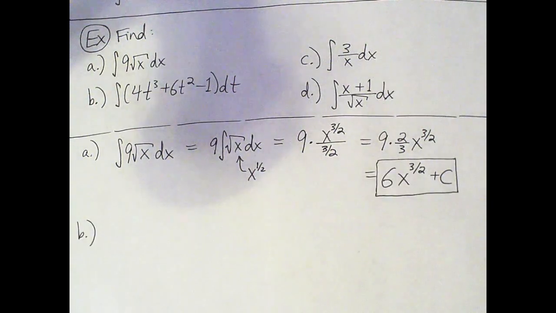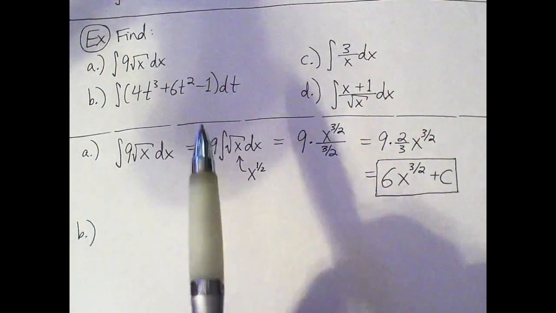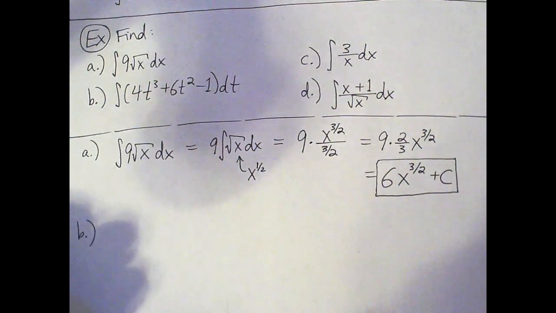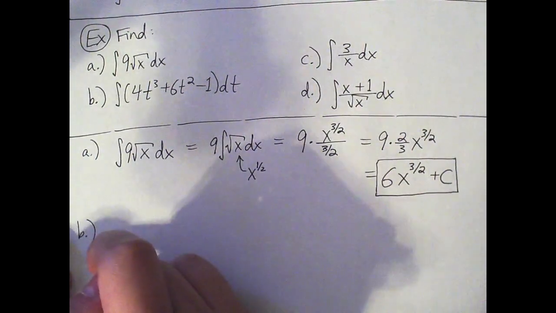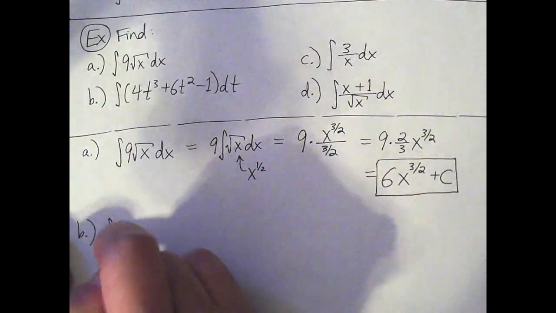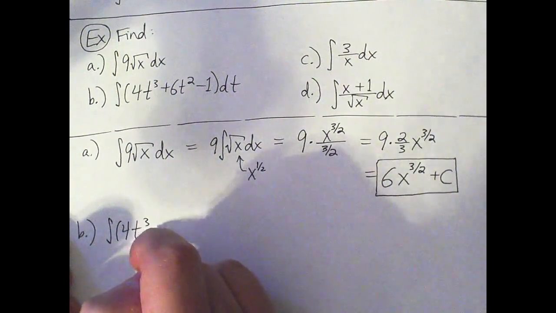So part B has a different variable. Instead of the variable x, it has the variable t. That's why it has a dt. It's just indicating that t is the variable. And other than that, we just do this like the usual rules that we've been using.